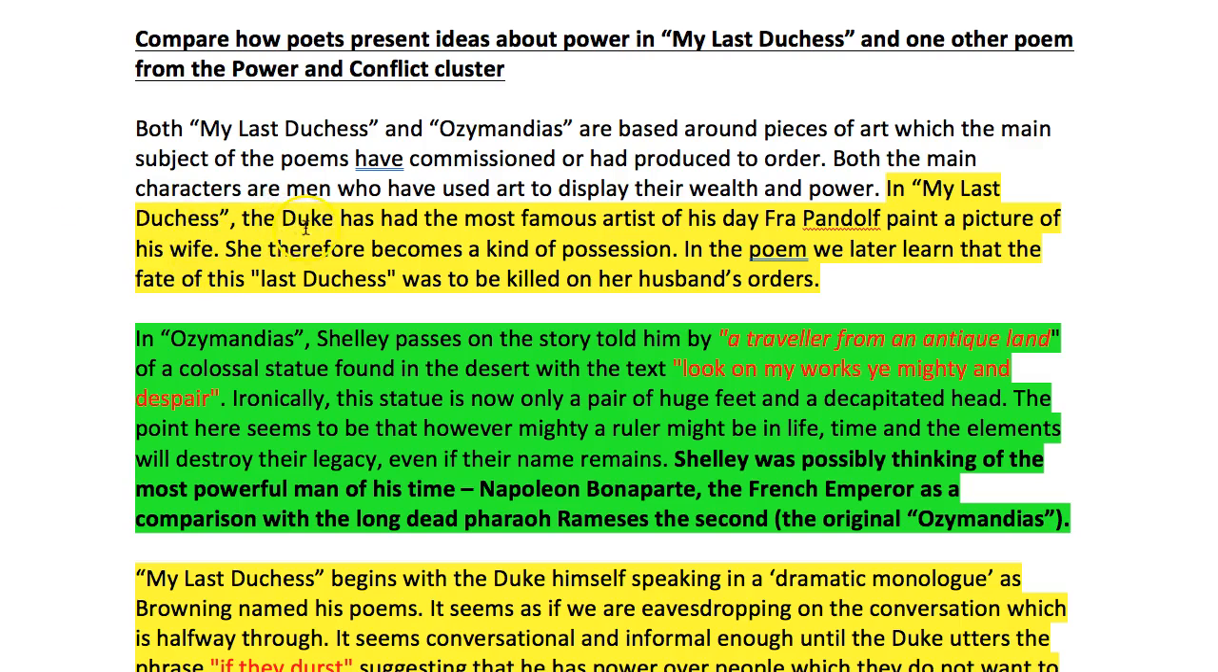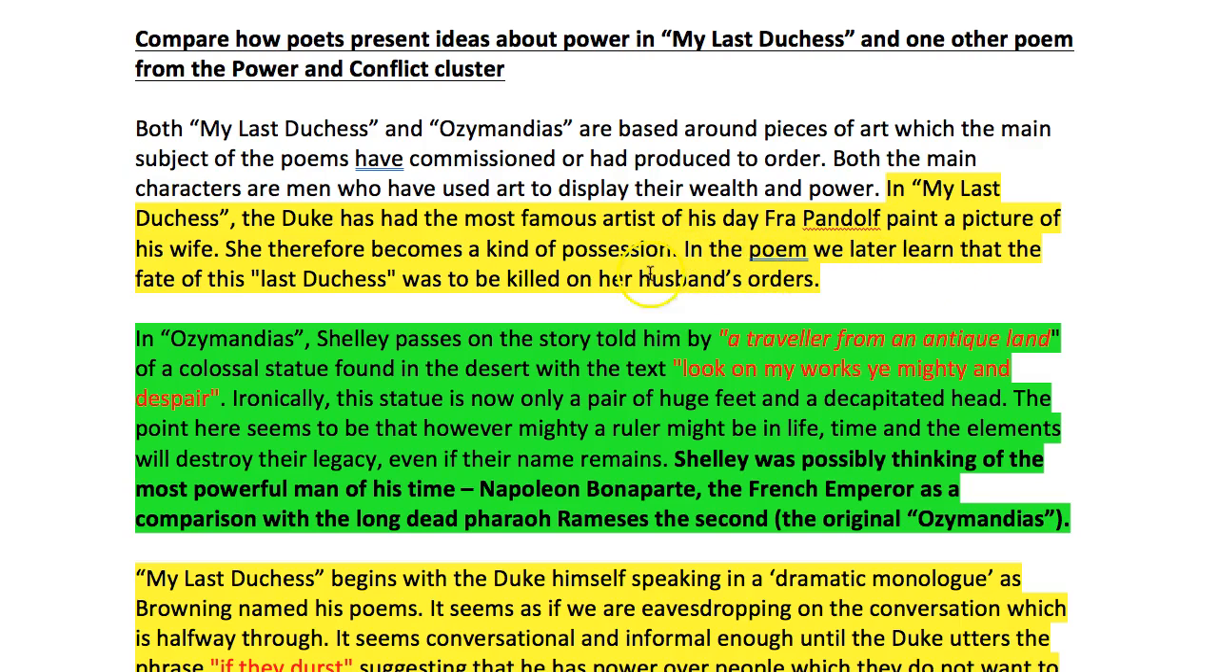In My Last Duchess, the Duke has had the most famous artist of his day, Fra Pandolf, please notice the capitals used correctly, paint a picture of his wife. She therefore becomes a kind of possession. So my students, when they deal with this, are immediately prompted to write about the patriarchy or a patriarchal society. Look that up if you're not sure what it means. But it's basically saying a society ruled by men for men to the exclusion of other genders.